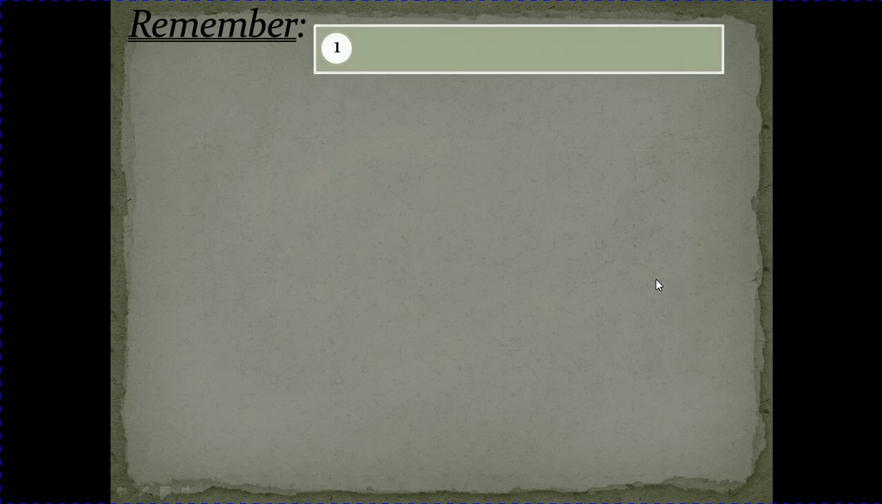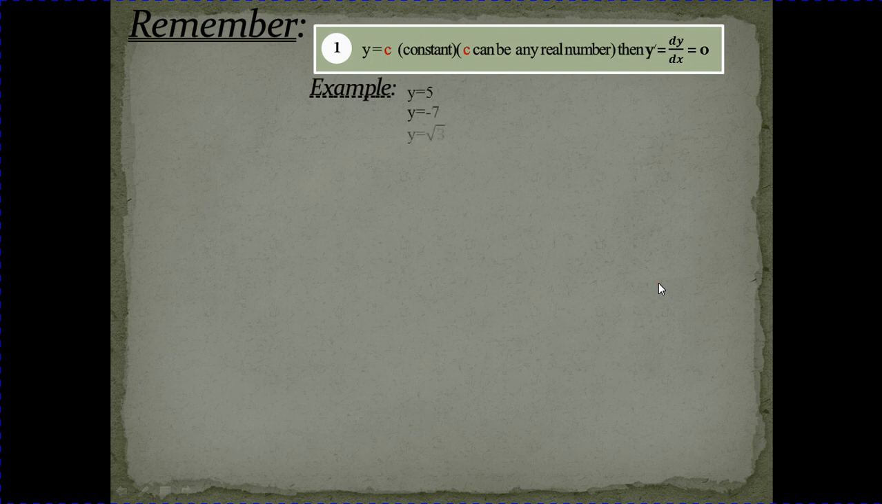Before we start our lesson, just remember some old information about differentiation. 1. If we have a function like this, y equals c, c can be any number, then if you want to get dy by dx, or the first derivative, or y dash, it will be 0. Let's take some examples about this. If y equals 5, or y equals negative 7, or y equals square root of 3, or y equals negative 4 over 9, y equals cube root of 10, y equals k.